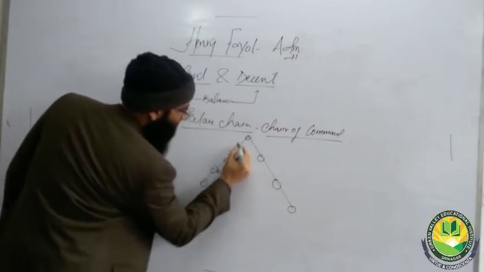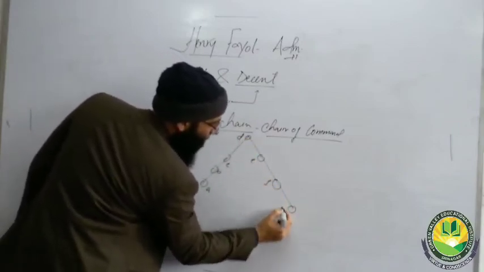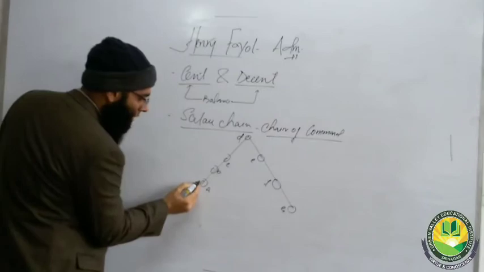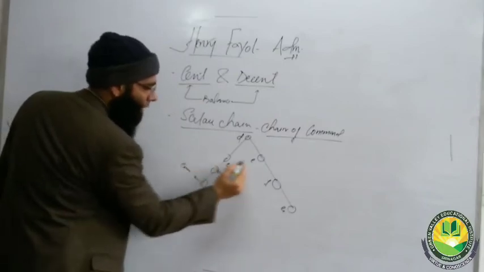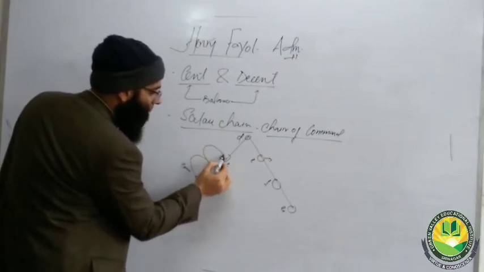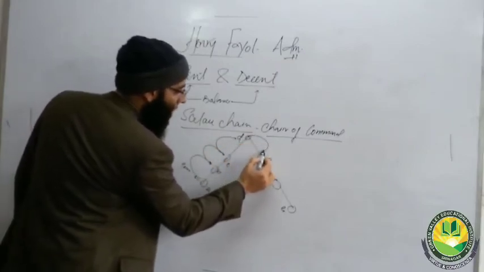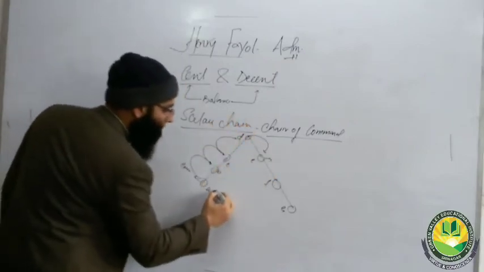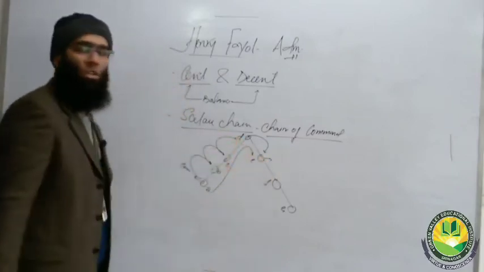A, B, C, D, E, F and G. Suppose A has to pass on any command to E, it will follow from A to B, B to C, C to D, and then D to E. So this is the path which instructions will follow.